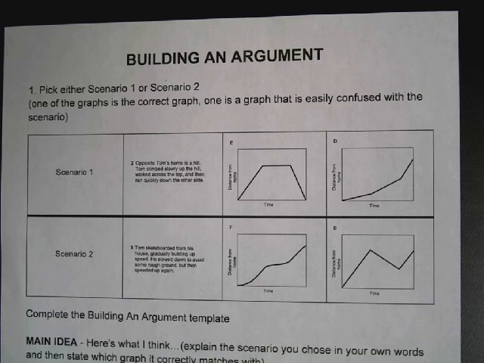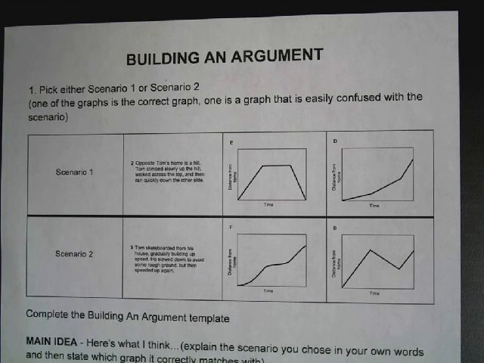I wanted to give you the instructions for the second activity after the anchor chart for what we're doing today in class. It might be a little bit easier if I went through this worksheet with you step by step so you know exactly what to do. On the building an argument worksheet here, you will see that the first step is you need to pick one scenario, either scenario 1 or scenario 2.